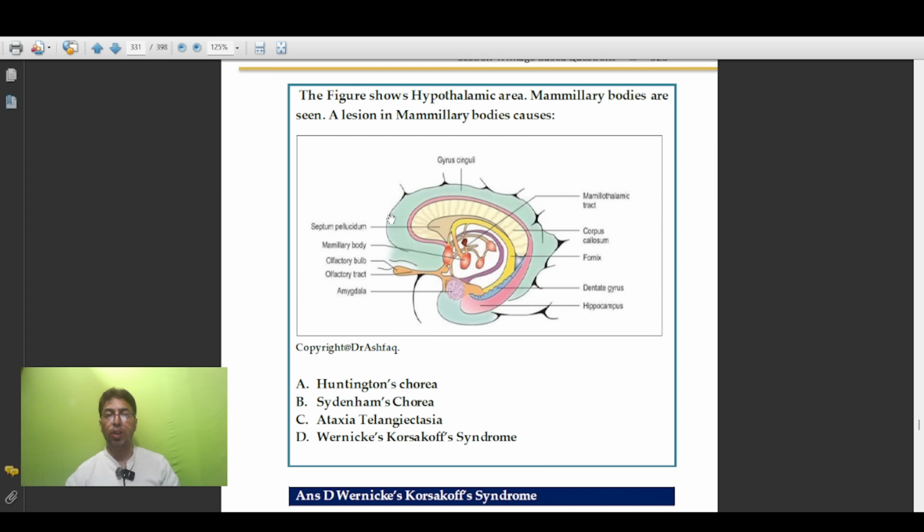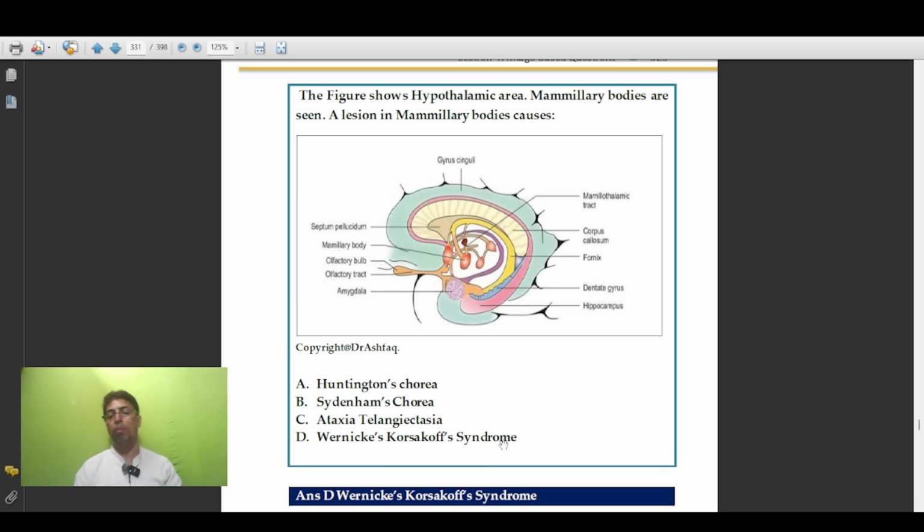Now, moving to the other question. The figure shows hypothalamic area. So this is the area of the hypothalamus and mammillary bodies are seen. A lesion in the mammillary bodies causes: Huntington's chorea, Sydenham's chorea, ataxia telangiectasia, or Wernicke-Korsakoff syndrome. So this is the mammillary body, multiple of them called mammillary bodies.